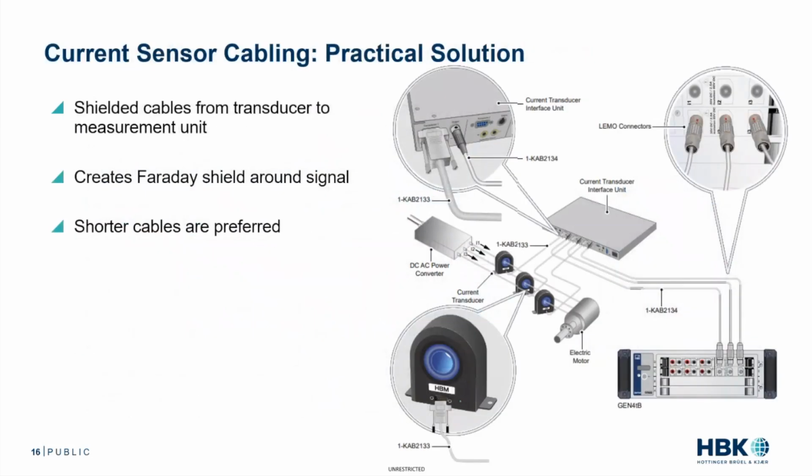So a practical solution here, not including the Faraday cage scenario, but just to talk about the cabling, you should have shielded cables from the transducer, and that would normally be connected to the measuring unit. So that's going to create a Faraday cage in itself with the shielded cables. And ideally, again, as I mentioned earlier, you want to have the shortest cables possible to mitigate noise issues.